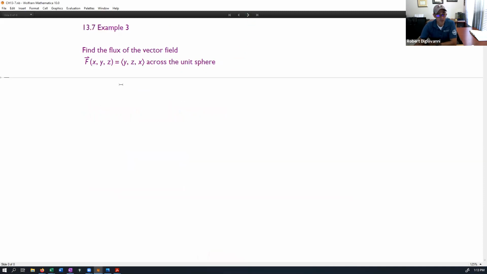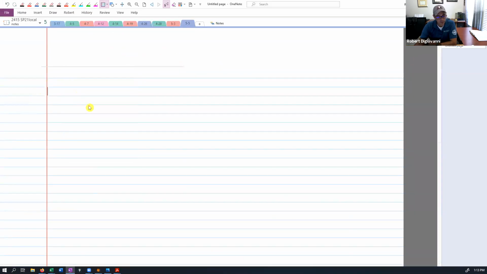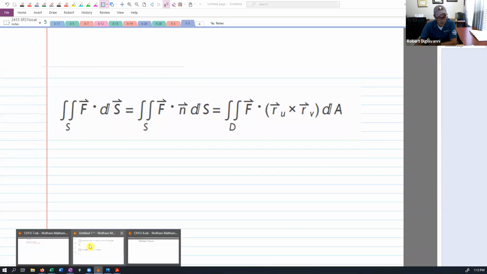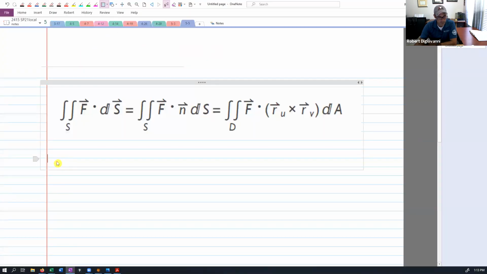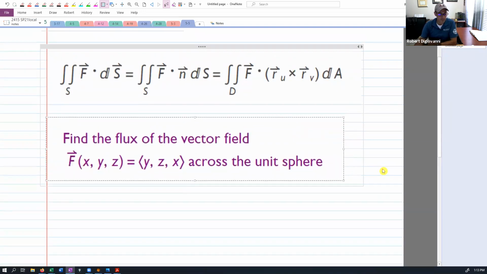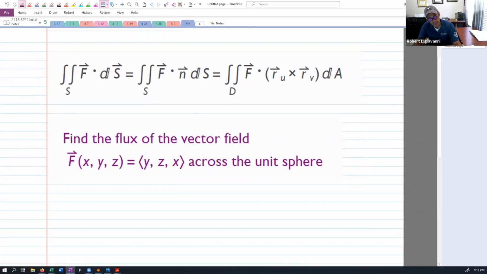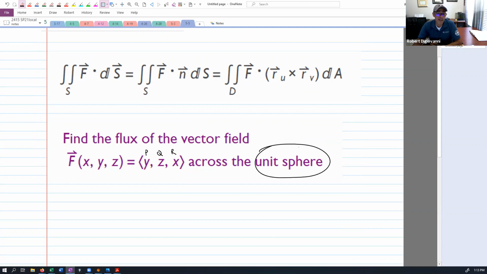All right, so we want to find the flux of this. Let me get to a new page. Let's get these formulas here. Let's get that problem. Okay, so find the flux of the vector field F equals yzx. Normally we call this the P part, the Q part, and the R part. But this is our vector field, and we want to do it across the unit sphere. So you need to know how to draw the unit sphere using a vector function, which we've done already.